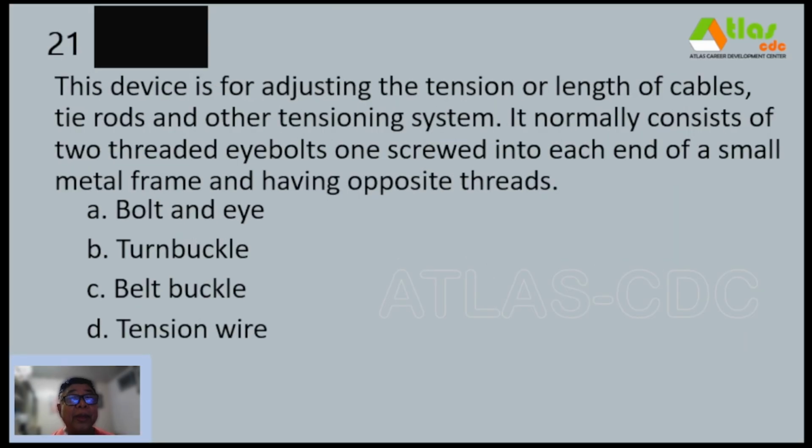21. This device is for adjusting the tension or length of cables, tie rods, and other tensioning system. It normally consists of two threaded eye bolts, one screwed into each end of a small metal frame, and having opposite threads. A. Bolt and eye. B. Turnbuckle. C. Belt buckle, and D. Tension wire.